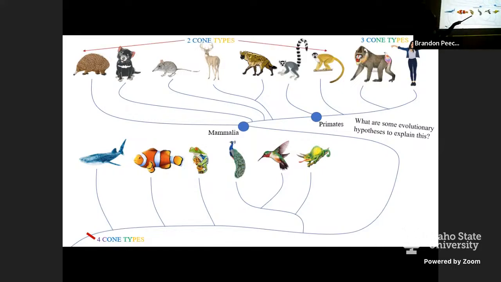So there's only 2 cone types for the echidna, the marsupial, that thing, the deer, the hyena, the lemur, and the other monkey. They all have 2. Okay, so now please talk to each other again. If I'm telling you that 4 is the ancestor, 2 is all the mammals that aren't you and the baboon, and 3 is you and the baboon, what tick marks are you gonna make on the tree? What are those tick marks gonna say? That's what I'm asking you right now, to explain the distribution.